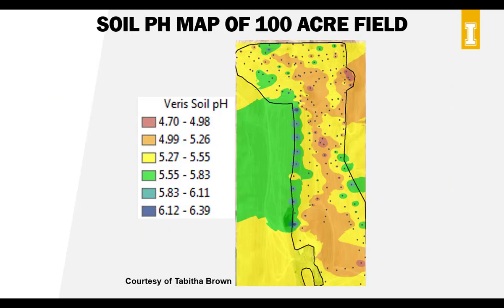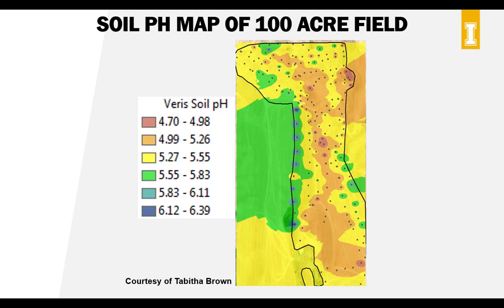And Tim mentioned this as well, just variability across the landscape. As we start thinking about managing for soil acidification, particularly with liming, there's a lot of variation, and it really doesn't follow any pattern per se. This particular 100-acre field that Tabitha Brown had surveyed had pHs ranging from 4.7 up to 6.4. So there's parts of that field that definitely probably need 3 tons of lime. There's other parts of the field that don't need any lime at all.